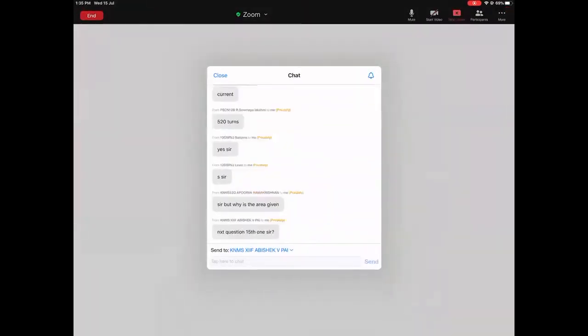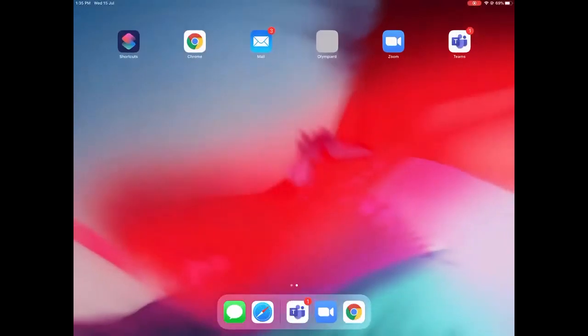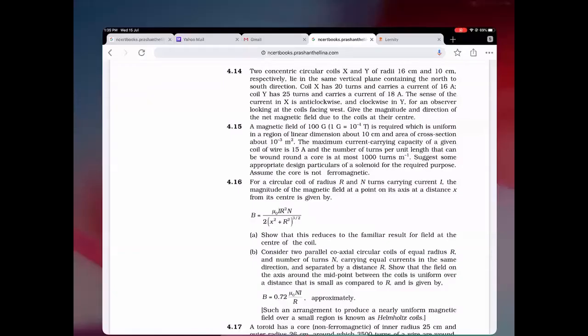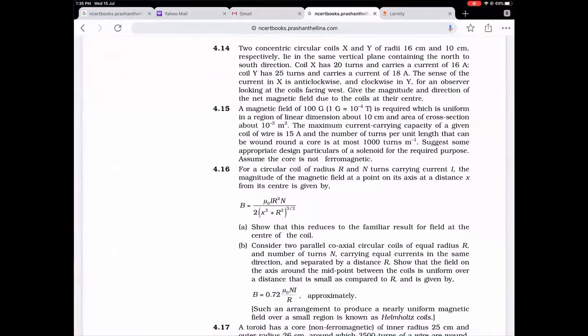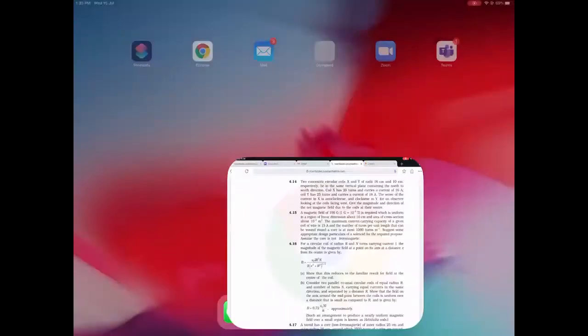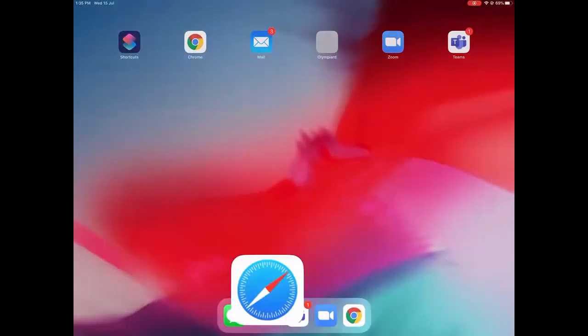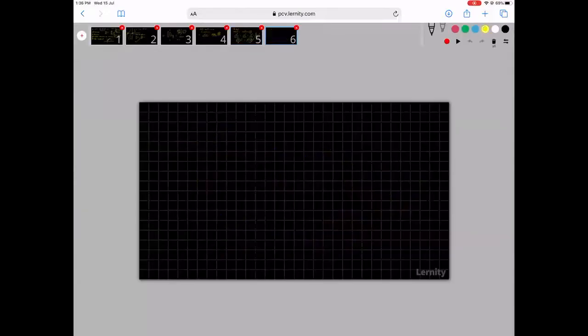But why is the area given? We will discuss that. Next question, 15th one. No, next we have to discuss that. Here there are some more small queries given to you. The question is, why are we given the dimensions of it? Now there is one more thing that I haven't taught you about. See, in case of a solenoid, there is something called an end effect.